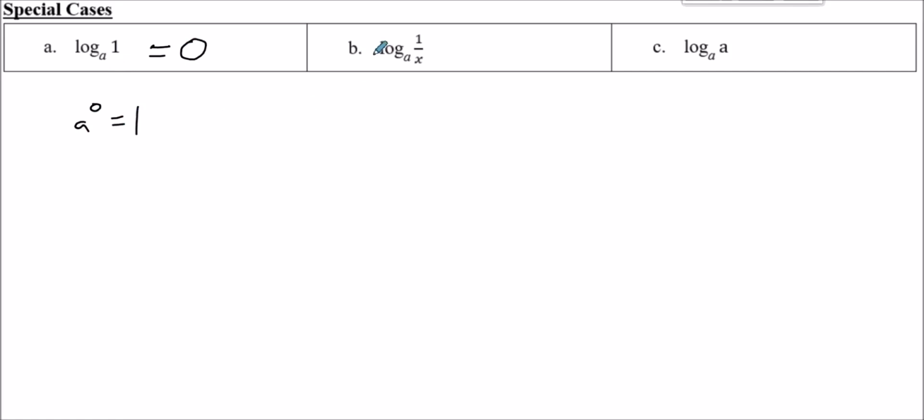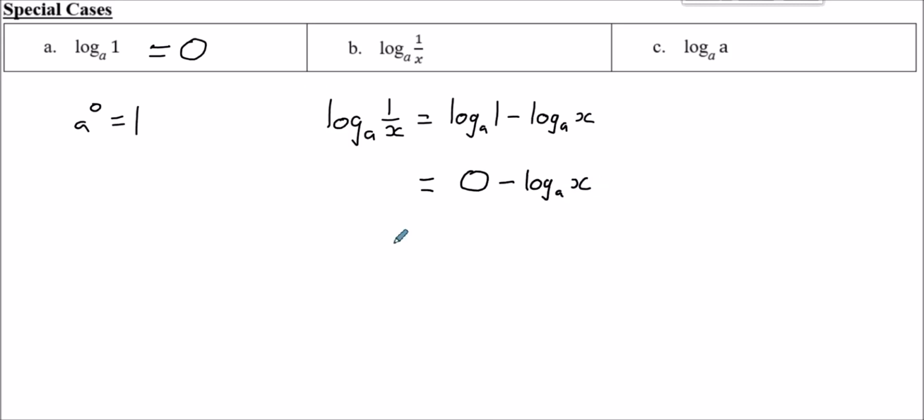B, log base a of 1 over x. There's a few ways I can derive this, but I'm going to use step A to help us, and the division law. So from the division law from before, I'll write this on a different line. Log base a of 1 over x is the same as log base a of 1 minus log base a of x. Now log base a of 1 is 0, which we had before, minus log base a of x, which is just minus log base a of x.